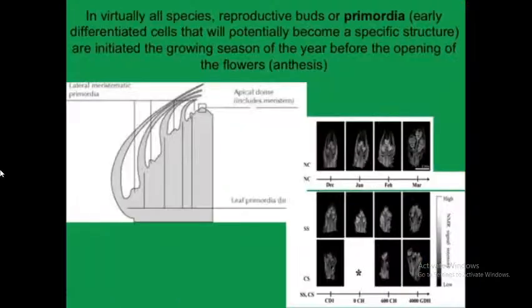Now, back to our meristem. In all species, the reproductive buds, or the primordia of those buds, are initiated the growing season before they ever open up. Now, if this was our cutaway of our cabbage here, for example, this is half a cabbage, that's a quarter of a cabbage right here. These are each of the cabbage leaves that fold up over it. Well, in between, there's these little lumps right here.